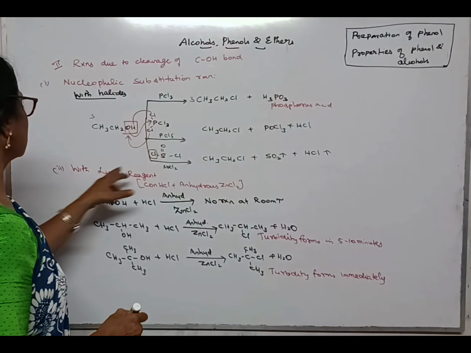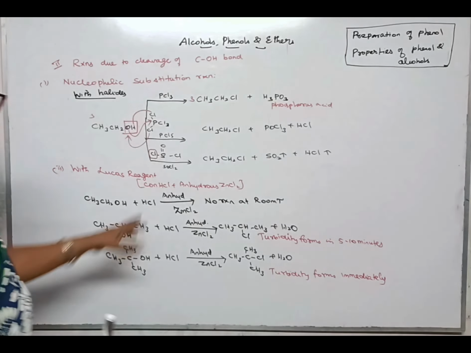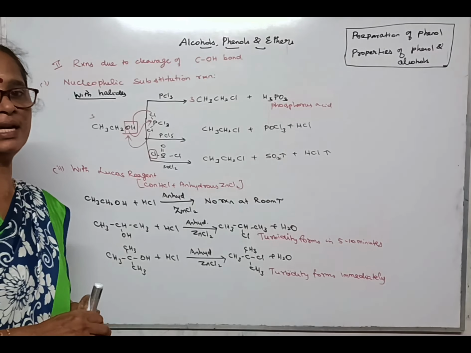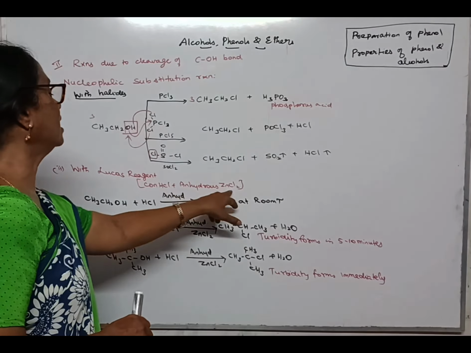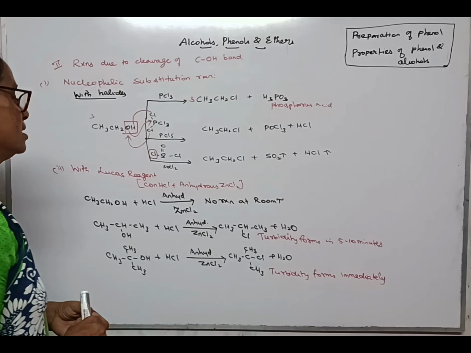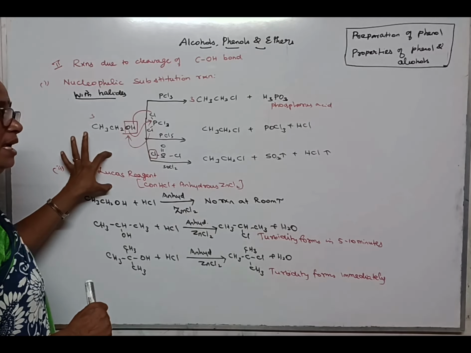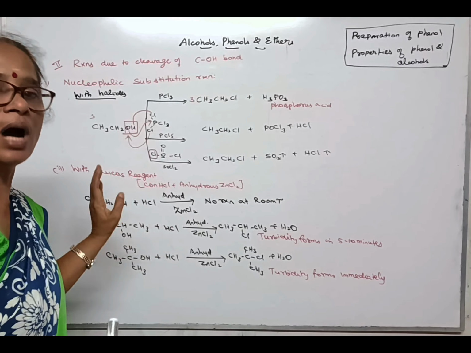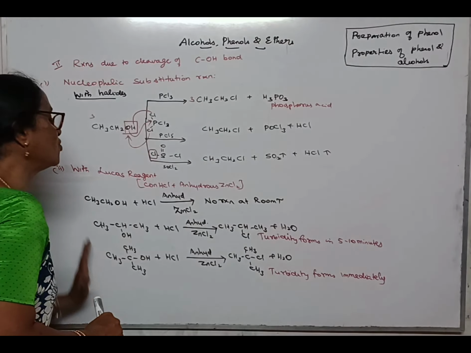The next reaction is with the Lucas reagent. What is Lucas reagent? The concentrated hydrochloric acid with anhydrous zinc chloride, that mixture is known as Lucas reagent, and this Lucas reagent is helpful to identify the type of alcohols.